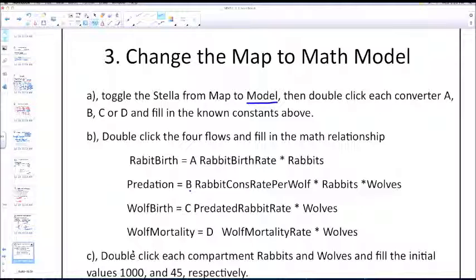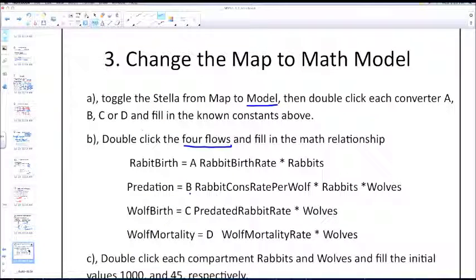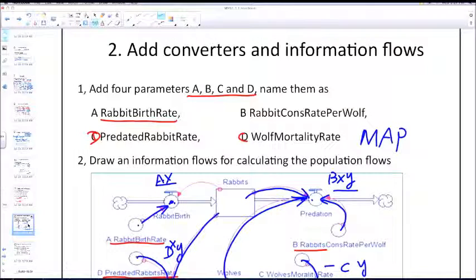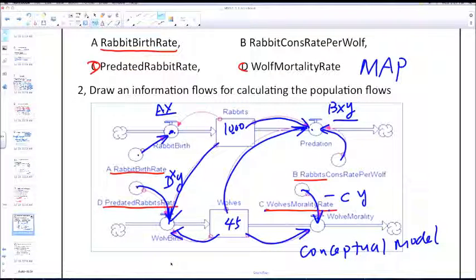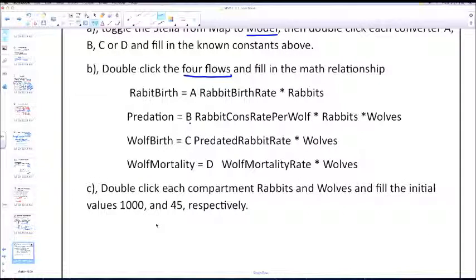And then you need to double click the 4 flows. That's the switch. You double click those positions, and then you fill in those formulas. And finally, after you finish these 2 steps, the last step, you need to fill in these 2 initial conditions. Here you start from 1,000 rabbits and 45 wolves, and you fill those in respectively.